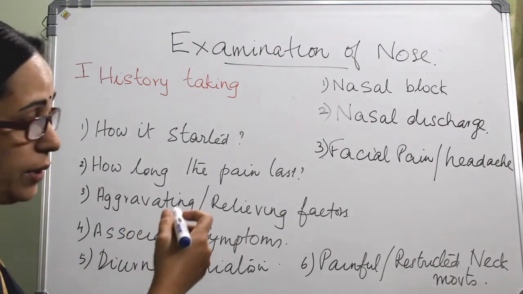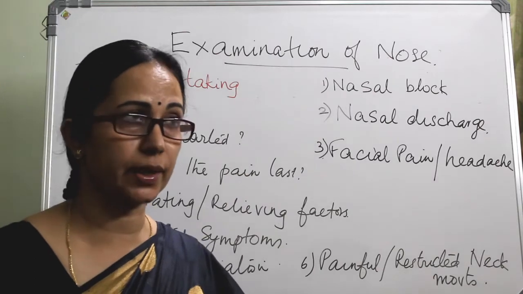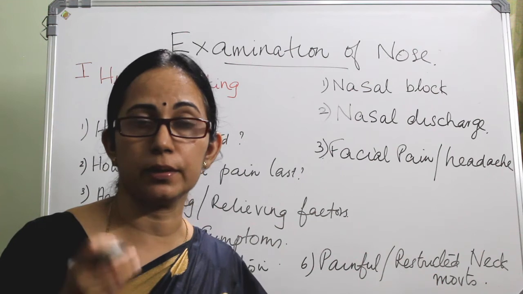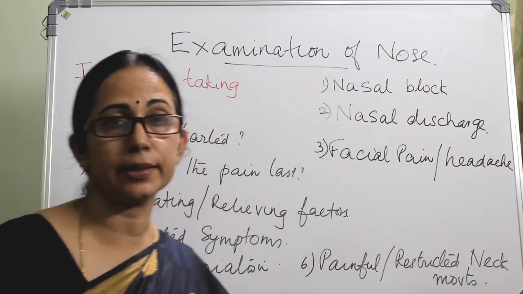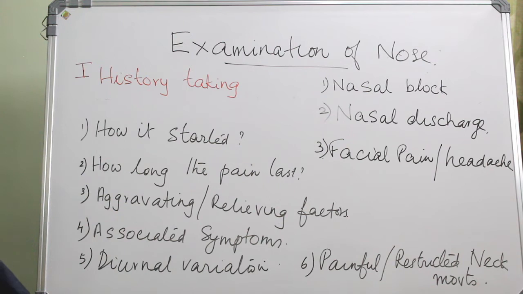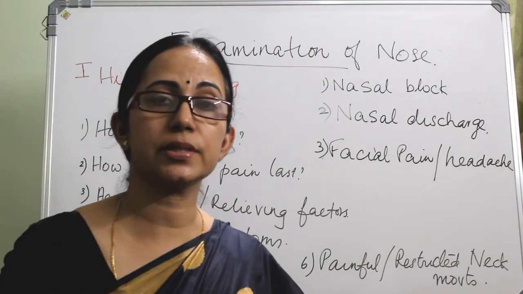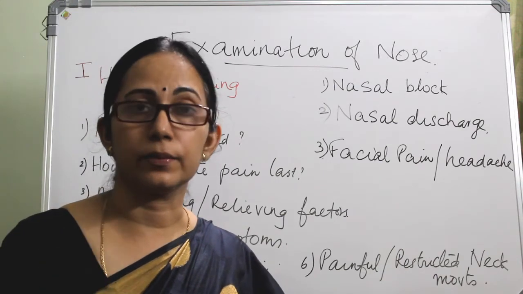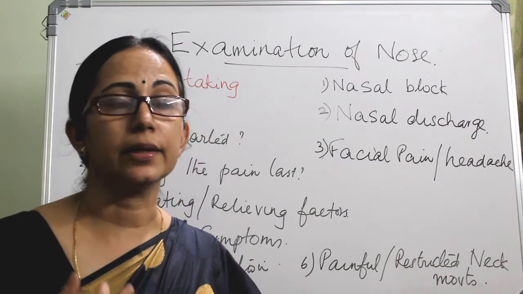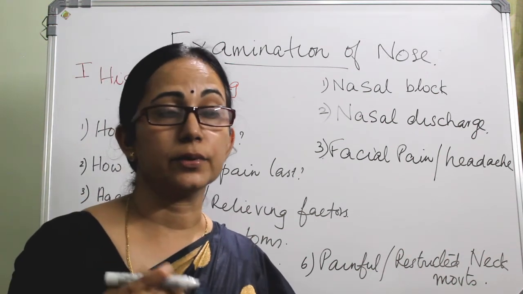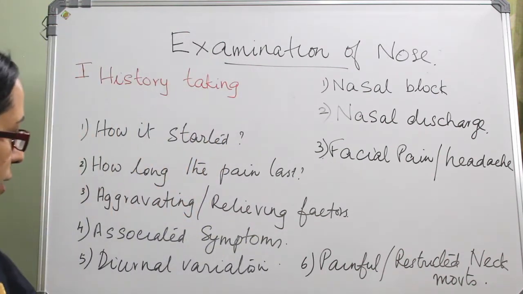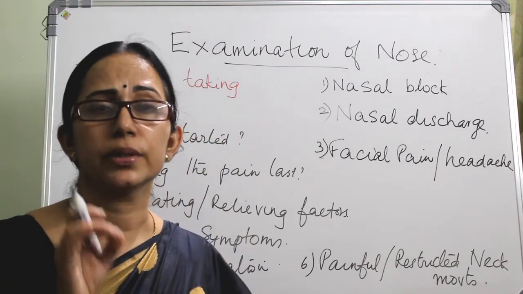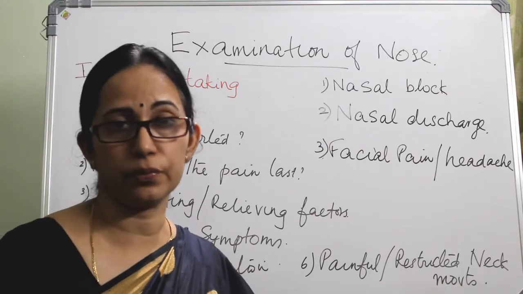And also like what? Aggravating and relieving factors like stooping forward, looking continuously at something, or while reading, like that. Then associated symptoms. What is that for? Mainly these associated symptoms you ask in case of migraine, like the history of aura, any visual problems, or nausea, vomiting, like that you have to ask. And also if there are no associated symptoms or no aggravating or relieving factors, that you have to write in your history of present illness.